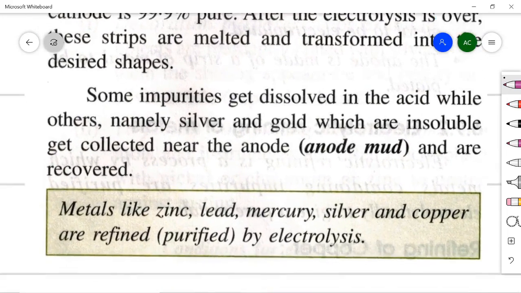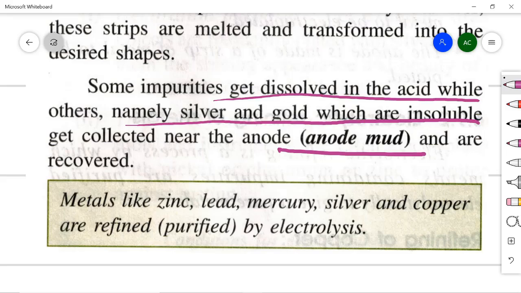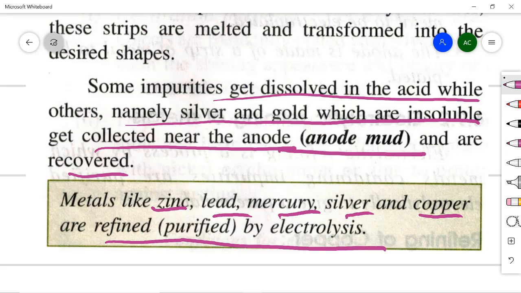This is the definition of anode mud. Some impurities get dissolved in the acid, while others, namely silver and gold, which are insoluble, get collected near the anode and are recovered later on. Zinc, lead, mercury, silver, copper are refined by electrolysis.